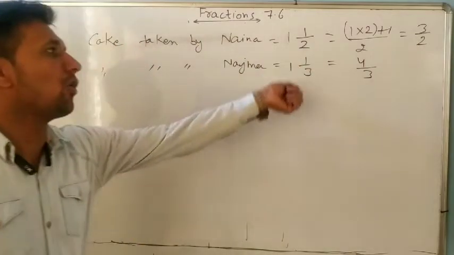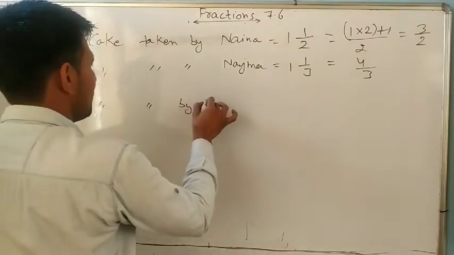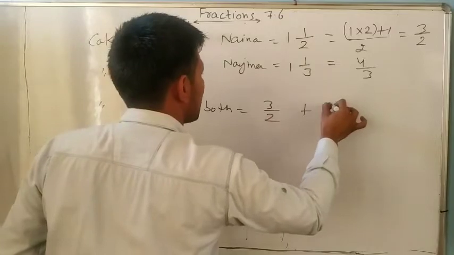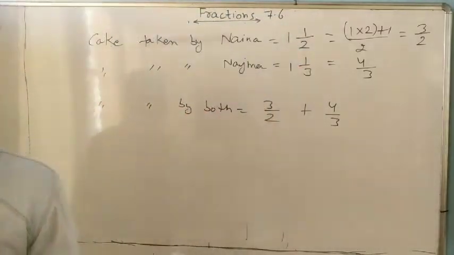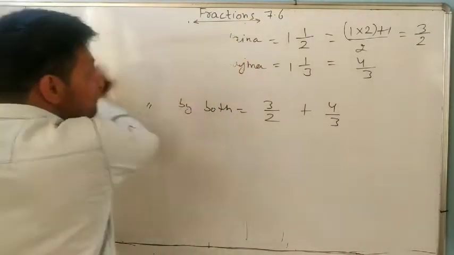And how much cake was taken by both? How will we write it? Cake taken by both, how will you find? So 3 upon 2 plus 4 upon 3. How will we solve it? By adding the fractions. It is your answer. Okay? So solve it yourself.